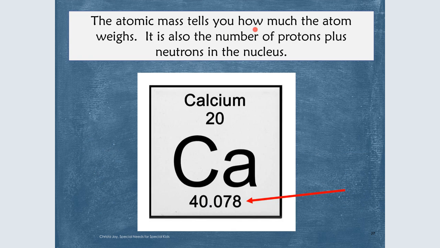The atomic mass tells you how much the atom weighs. So this is the atomic mass. And remember, the atomic mass is 20 protons from here, plus whatever makes this make up to 40. So 20 neutrons. So we're rounding this to 40. So 20 protons plus 20 neutrons. And those are in the nucleus. Remember, this is the nucleus. 20 protons, 20 neutrons.